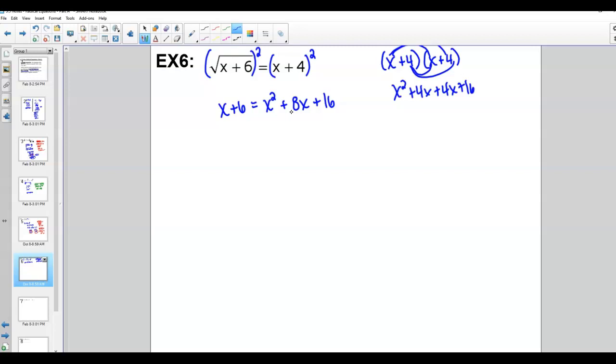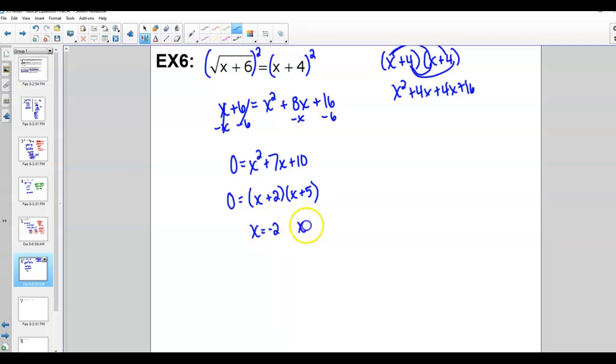So we have another quadratic here, so we're going to subtract the x. We're going to subtract the 6 to move everything to one side. So 0 equals x squared plus 7x plus 10. And I believe this one's going to factor, so we're just going to factor this into x plus 2, x plus 5 here. And so when we set each one of those equal to 0, we will get x equals negative 2 and x equals negative 5.